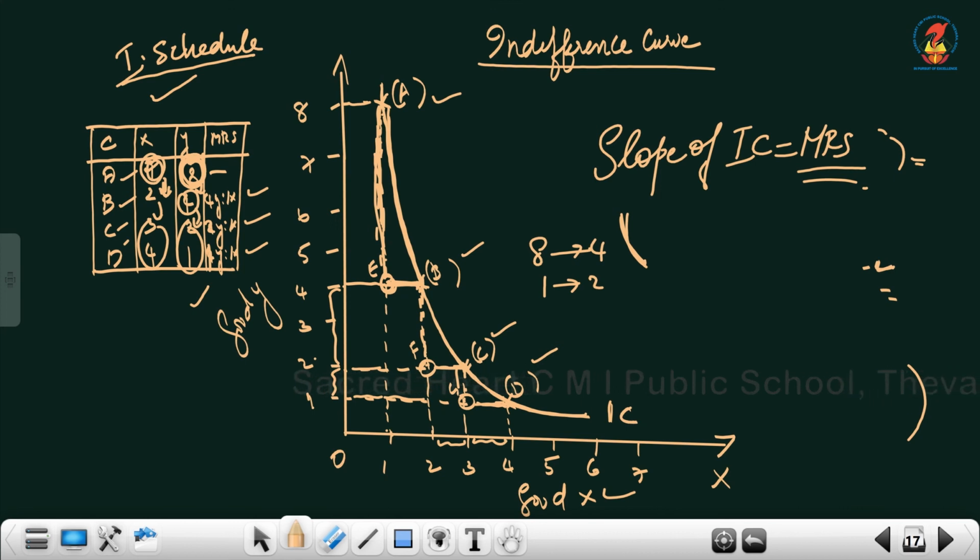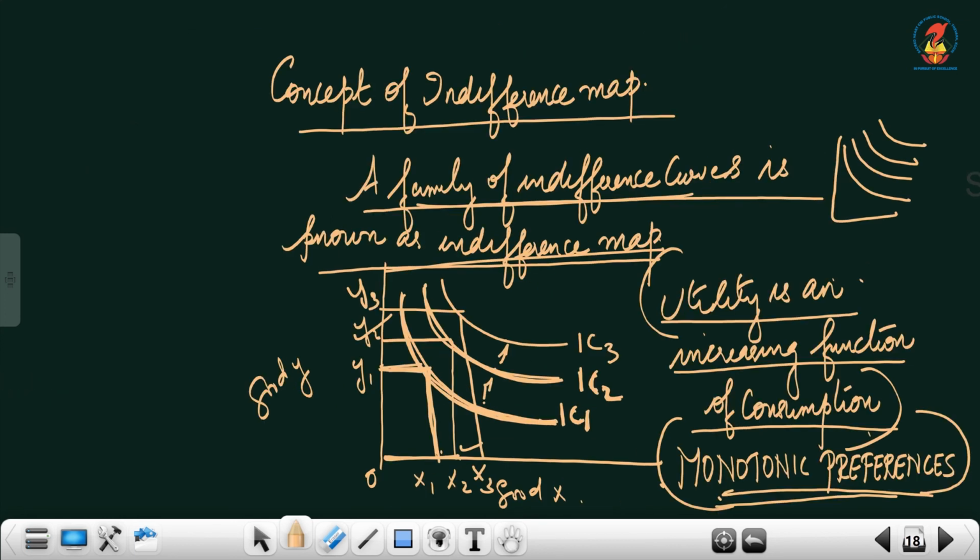Then comes the indifference curve, the graphical representation of the indifference schedule. There we learned how to find the slope. The first box, which consists of A, E and EB, shows the sacrificing rate of Y from 8 to 4 and the gaining rate of X from 1 to 2. So we can say the slope of the indifference curve is MRS, because MRS shows the sacrificing rate of Y to gain X. So the slope of IC is MRS.